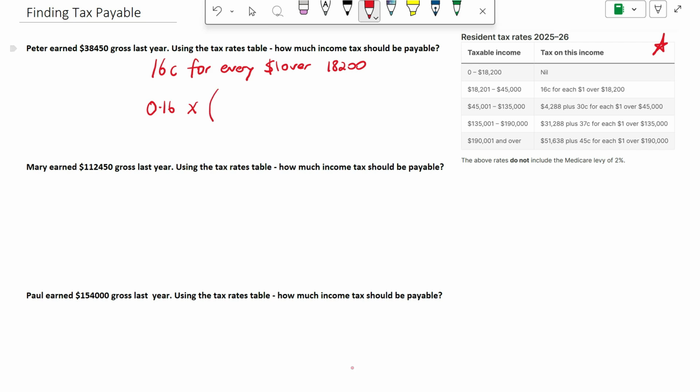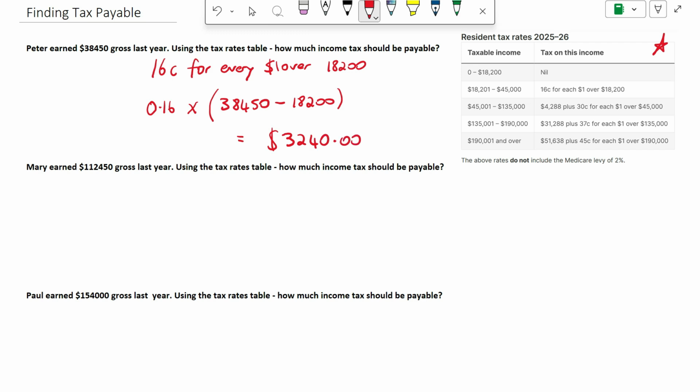So how many more than 18,000 did Peter earn? So we take his gross amount and we subtract the 18,200 from that. And this will be how much tax that he has to pay. So put that in your calculator as you see it with the brackets. And the answer you will find is $3,240.